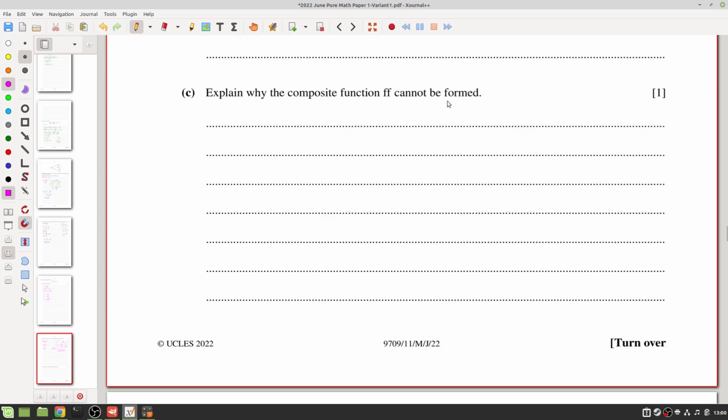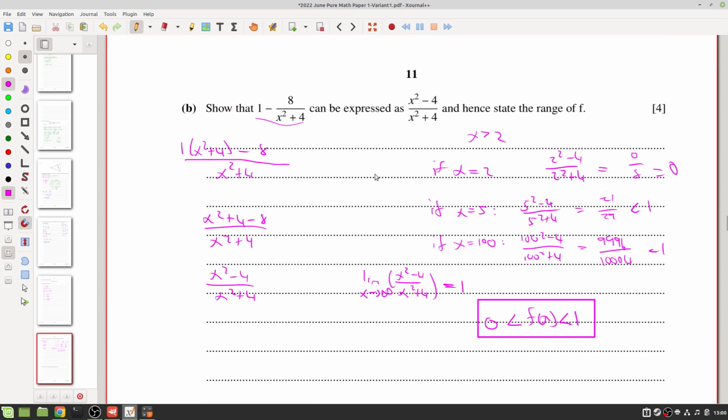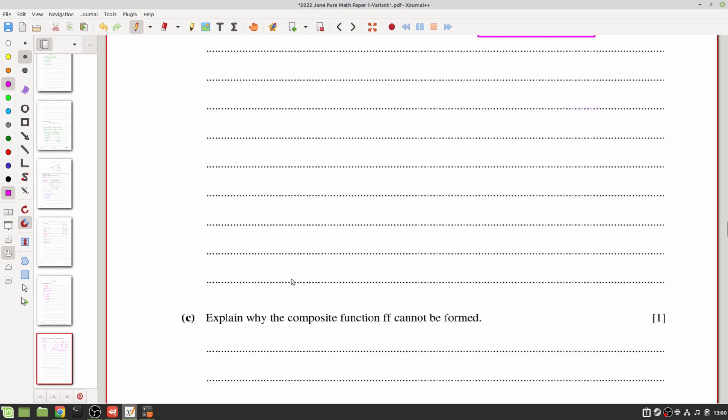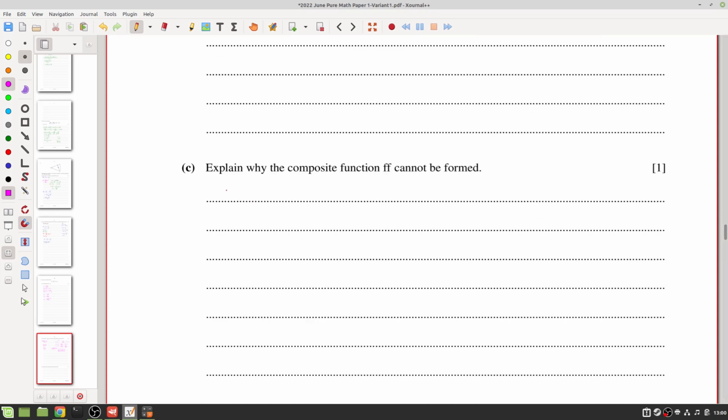Explain why the composite function f of f cannot be formed. Okay, so the range of f is from 0 to 1, but the domain of f is x greater than 2. Since we're taking f of itself, this will not work, right? So the range of f does not contain its domain. It should be fine to say something like that, like part or all of the domain.